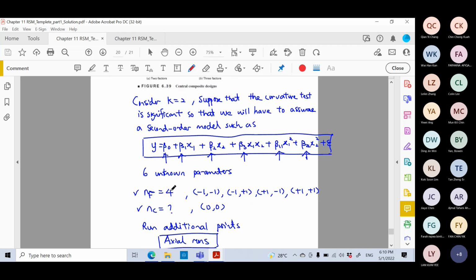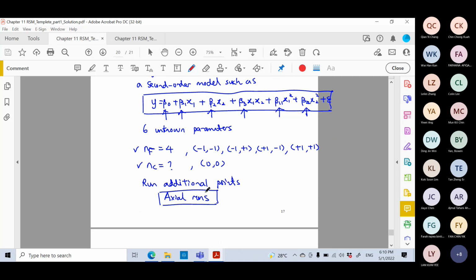However, when you run your experiment, you only have the factorial points, which is 4, and then the number of center points depends on how many you choose. Maybe you only run 1, so altogether you have only 1, 2, 3, 4, 5 different sets. Therefore, this may not be enough for you to estimate beta 1 and beta 2. So you need to run additional points.